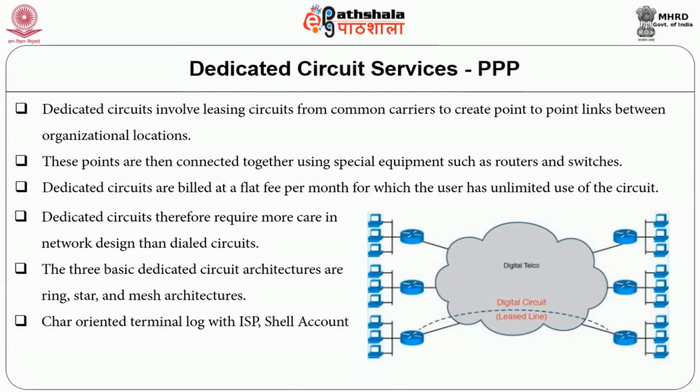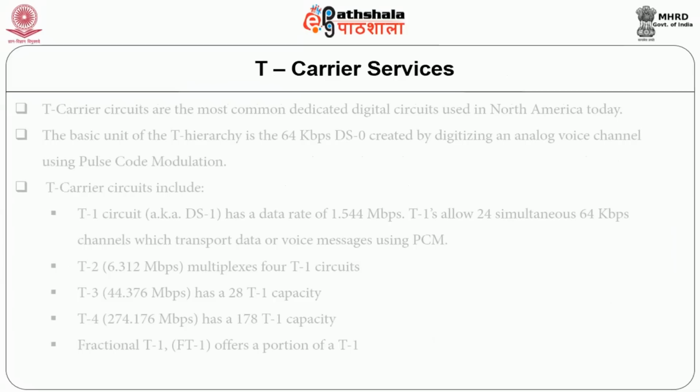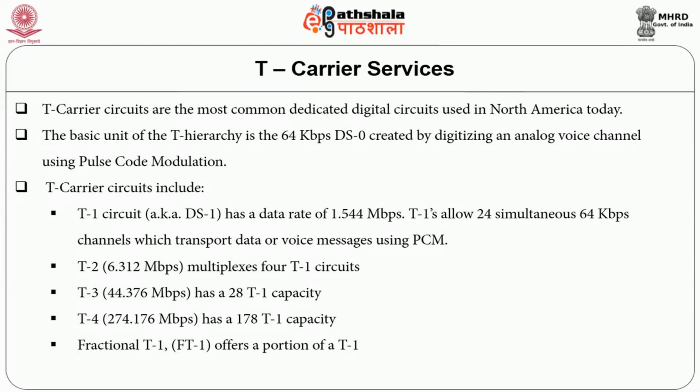Connectivity between two points is called PPP, point-to-point connectivity. Dedicated circuits are created to get it. If you remember, when you took an internet connection from BSNL in the olden days, they used to give a shell account. That shell account is actually point-to-point connectivity. Every time you have to dial, and you get the connection between the two by using an account. That kind of technology was used. The T carrier, as I just mentioned, is a term from telecommunication, and it may stand for trunk carrier. T carrier circuits are the most common dedicated digital circuits used in America, etc. T carrier also has different speeds: T1 circuit, T2, T3, T4 and fractional T1.